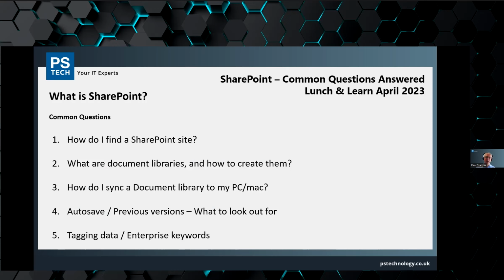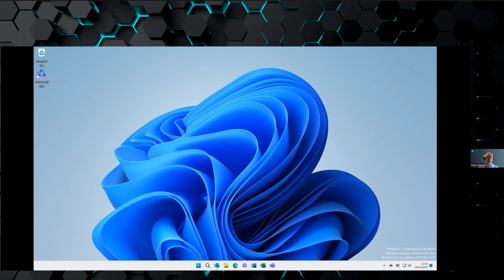How do I sync a document library to my PC or Mac? AutoSave and previous versions, some little things to look out for when using those features. And for those more advanced users with us today, we can talk about tagging files or data and using something called enterprise keywords. And hopefully that will whet your appetite for what you can use SharePoint for going forwards as well. So let's jump to our demonstration. So let me just end that there. So hopefully you can see my Windows 11 desktop here. This is where we're going to do our live demonstration.